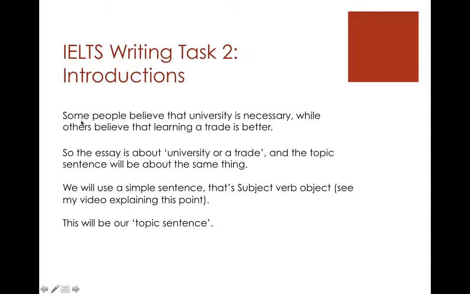So let's remember what our question is. Some people believe that university is necessary, while others believe that learning a trade is better. Those are our key words. So the essay is about a university or a trade, and the topic sentence will be about the same thing. The topic sentence is going to be about this topic. We will use a simple sentence. That's a subject-verb-object. See my video explaining the point. Actually, we're going to use a compound subject, which means 2 of these, but that's okay. It will be easy to write.